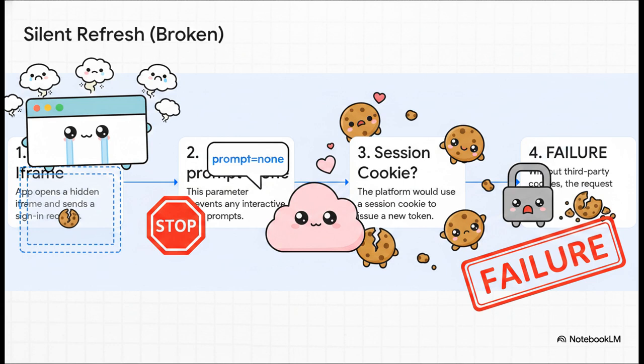And this was that trick. Your app would secretly open up a tiny, invisible iframe. Inside that frame, it would make another sign-in request, but with this special instruction, prompt equals none. That told the server, hey, if this user has a cookie that says they're already logged in, just give me a new token. No questions asked, no pop-ups. But, and here's the failure point, if the browser blocks the cookie in that iframe, the server has no clue who's asking and the whole request just dies.